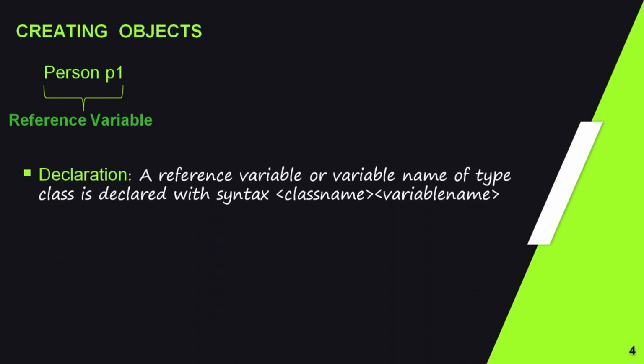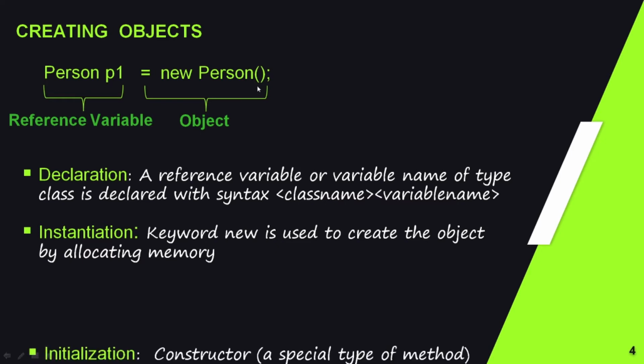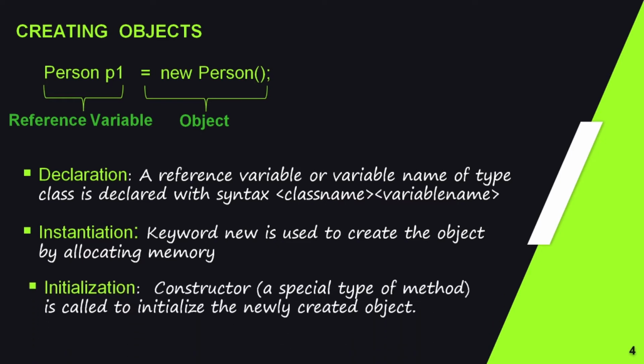First step in creating an object is to declare a reference variable or a variable of type class. The syntax to declare reference variable is class name and then variable name equal to new person round bracket, that is an object. Second step, instantiate. New is the keyword used to create an instance of the given class and it will allocate the memory for it. And lastly, the class name with round braces is the constructor. And the constructor is a special kind of method defined in the class and it is called automatically when the object is created. It is used to initialize the value for that object.